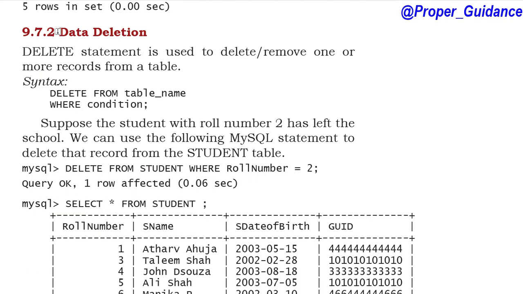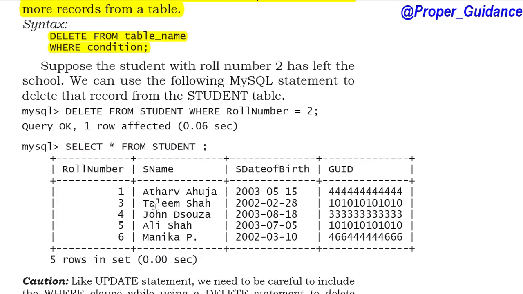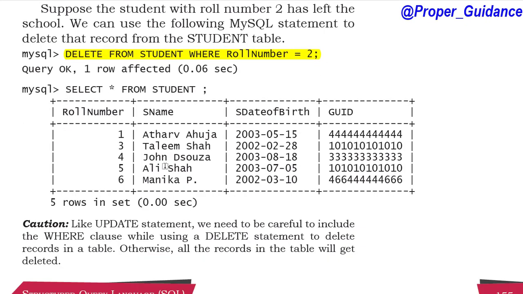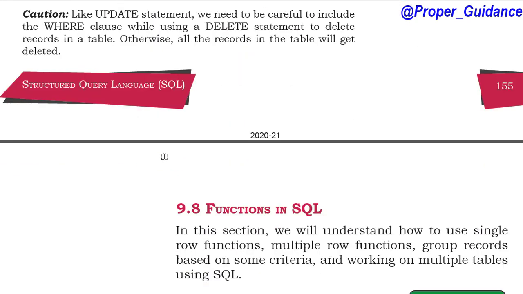After that, deletion. Data deletion. Delete means you have to remove some record from the table. Syntax is delete from table name where condition. Now, delete from student where roll number equals 2. And see, look at the output. There is no roll number 2. 1, after that 3, 4, 5, 6. Okay. So this is deletion.